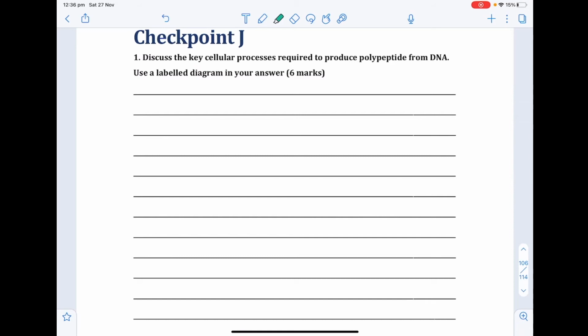6 marks. So this is a good question, particularly now, because it kind of forces you to summarize everything that we've gone through in the first half of the lesson. Now, does anyone want to share their thoughts or what they had? Transcription translation. Okay, good. Now, is transcription translation enough detail? What else do we want to say?